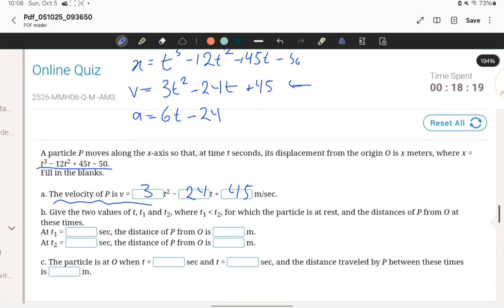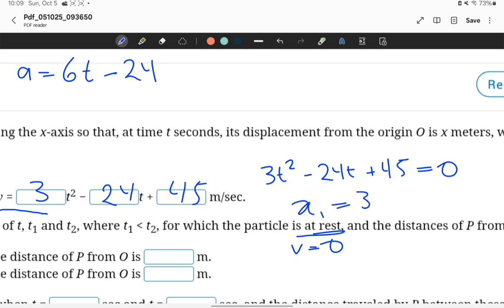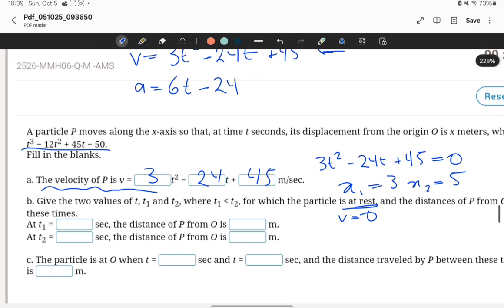Now given the two values t1 and t2, t1 is less than t2, for which the particle is at rest. When they say at rest, that means our velocity is 0, right? So we take our velocity equation and equate it to 0. So 3t squared minus 24t plus 45 equals 0. You get two roots, which I think are 3 and 5. Do this on the calculator, you get t1 is 3, t2 is 5, and they want it in order like this, so just 3, 5.